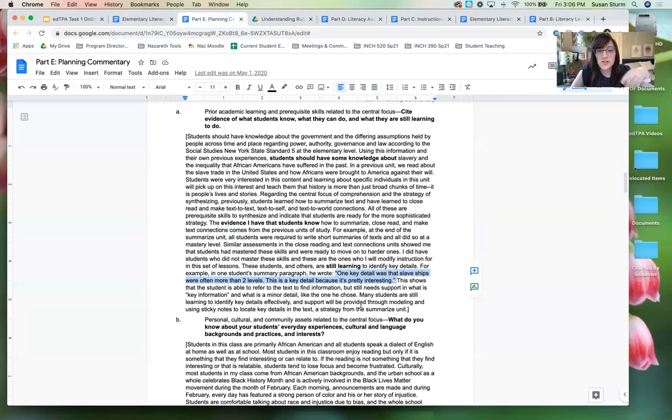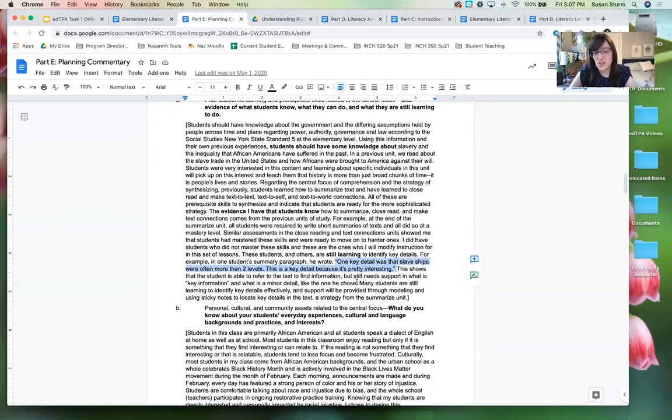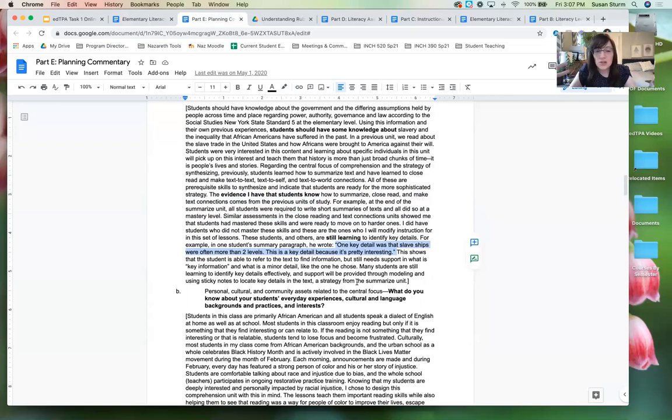So for example, one student's summary paragraph, he wrote, one key detail was that the slave ships were often more than 2 levels. This is a key detail because it's pretty interesting. This is completely made up for Inch 390. You may do this. This shows that the student's able to refer to the text to find information, but still needs some support in figuring out what is key and what's a minor detail like the one he chose. Many students are still learning to identify key details. Support will be provided through modeling, using sticky notes, etc.